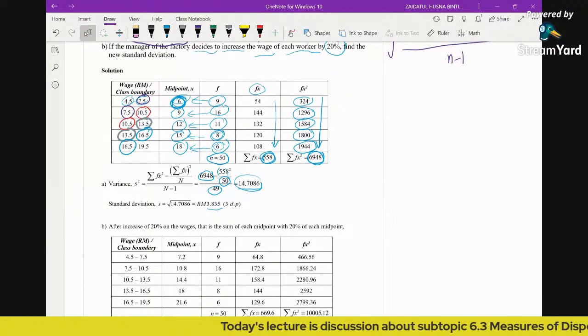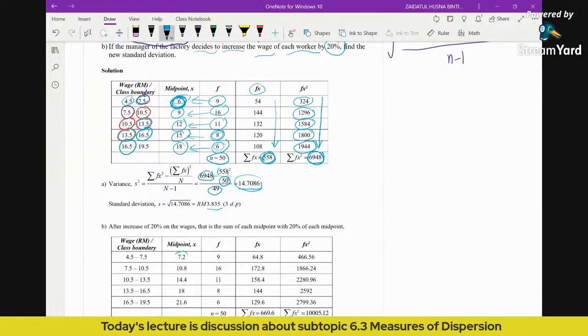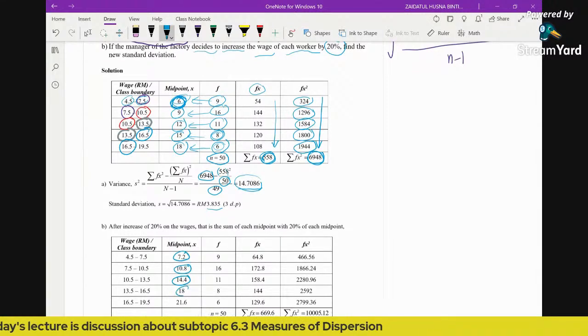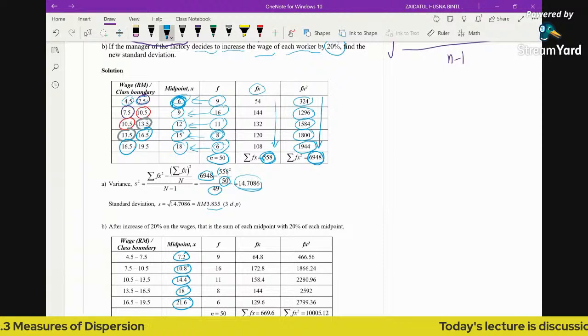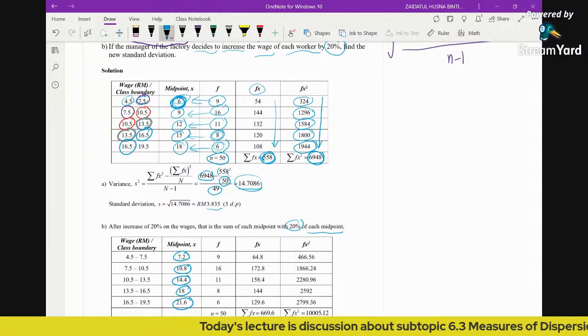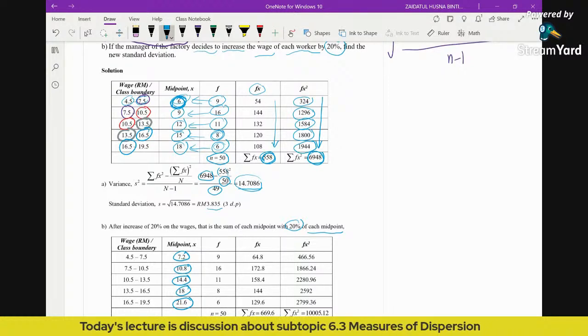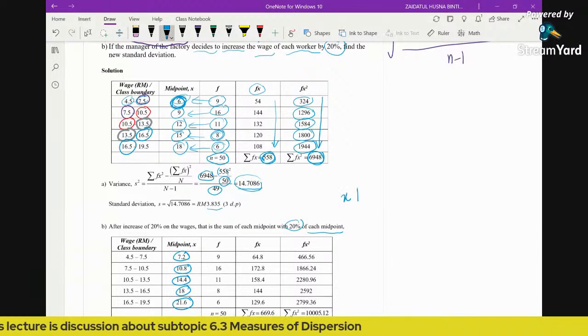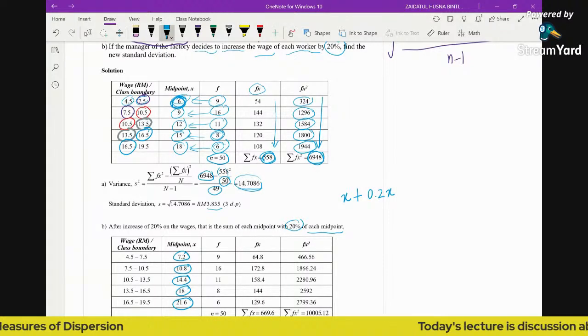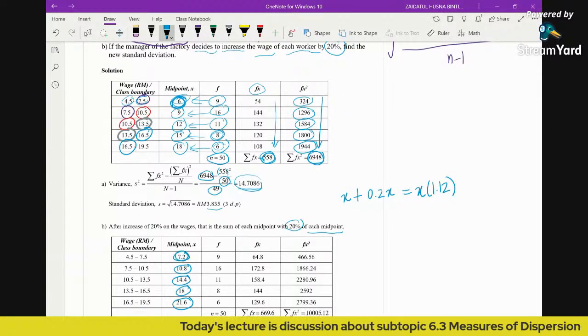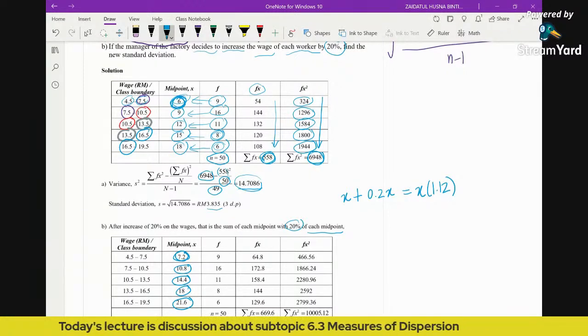So how do you find the 20%? You just find the 20% of the midpoint. How do we get 7.2? This is the previous wage plus 0.2 increase of the previous wage. So we get x multiplied by 1.2. So how to get 7.2? This is basically 1.2 times 6. If you press 1.2 times 6, you will get 7.2.